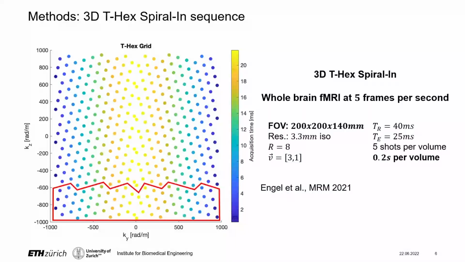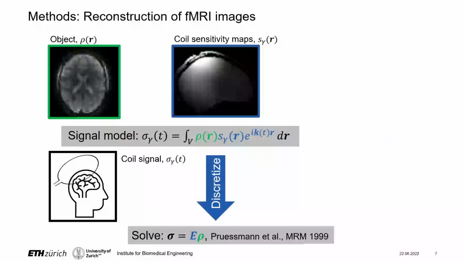Of course, this needs a little bit more effort during image reconstruction. What many people are used to, and what was invented by Klaus Pruessmann, is the classical SENSE reconstruction, where you basically measure a coil sensitivity map before you actually scan. You write down a signal model that includes the coil sensitivity, and in the exponent of the Euler number, you see the trajectory. You can then just discretize this signal model in space, and you get a linear system of equations which you need to solve to get to your object rho here.